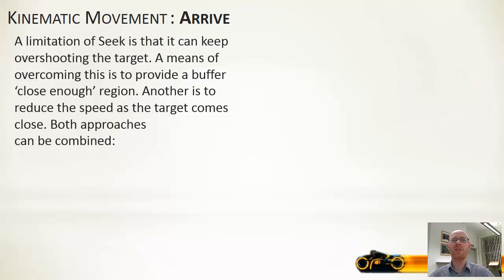So we want to improve seek. We want to improve it in a couple of ways. We want to give a region that if we are sufficiently close to the target, then we're happy to stop. So as opposed to getting to the very, very precise location, if we're within 0.01 of it, then we're happy not to move, or we've reached our target.